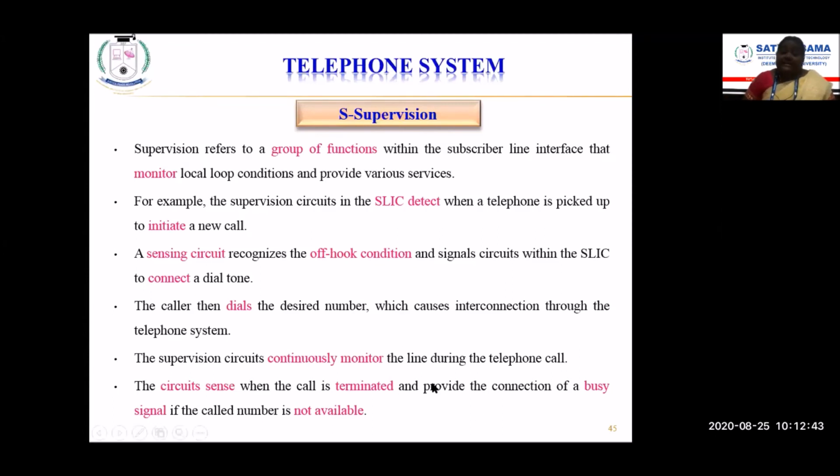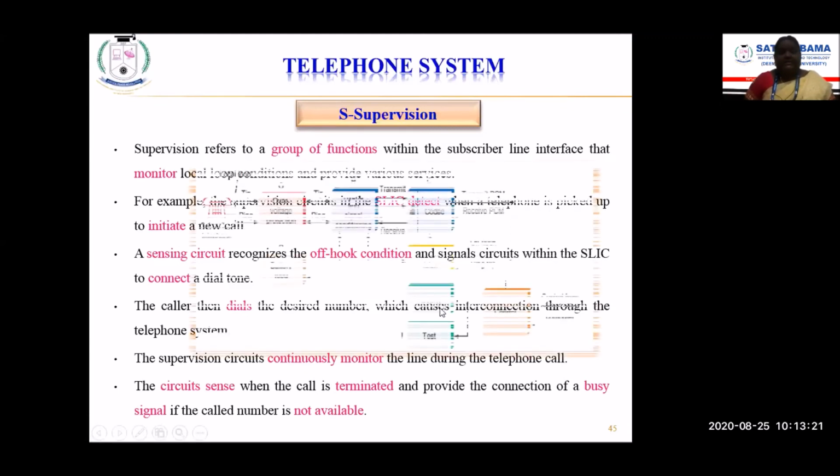So the caller then dials the desired number and pauses the interconnection through the telephone system. This supervision circuit continuously monitors the line during the telephone call also. During the telephone call, the entire line should be kept connected without any disruption. And when the call is being terminated, it should be cut off, and whenever the person whom we are calling is busy, already in another call, a busy signal should be sent. That will be monitored by this supervision functionality.